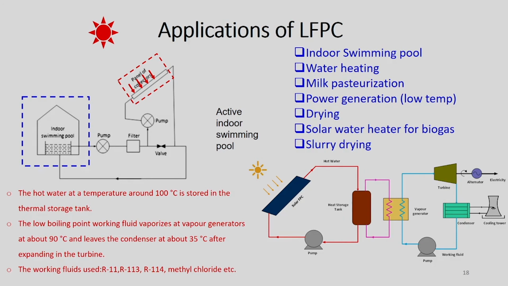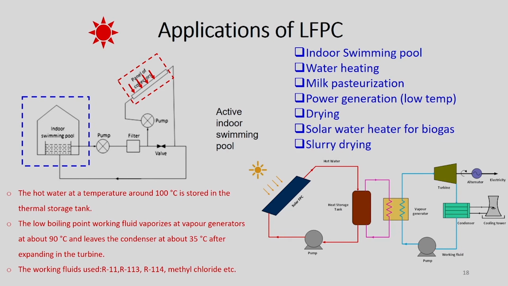It is seen that if we maintain a certain temperature by using some kind of heat inside the biogas plant, then of course we can maximize the biogas production. So nowadays solar collectors are used to circulate fluid inside the biogas plant to get maximum biogas generation. Then slurry drying is also one of the applications of liquid flat plate collector. Here we have shown two examples.